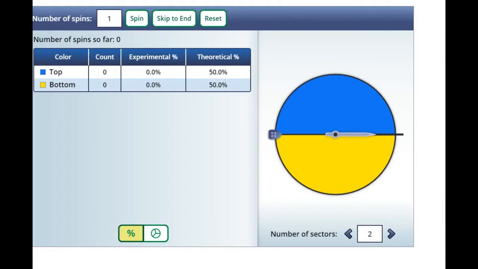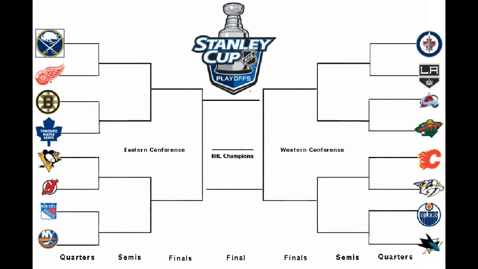So obviously I got myself a spinner, as always. Let's spin this. Who will win? Looks like the Buffalo Sabres are moving on to the second round. There they are. Move them up there.